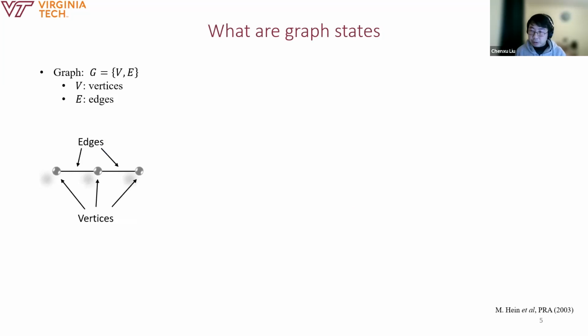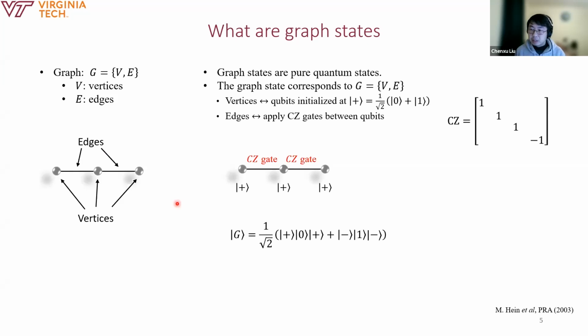But before I go into that, I will pause a little bit and introduce what a graph state is. A graph, which is a mathematical concept, consists of a set of vertices and a set of edges. So pictorially, a graph can be represented like this. But the graph state, however, is a pure quantum state. To construct a graph state corresponding to some graph, we can follow the two following steps.